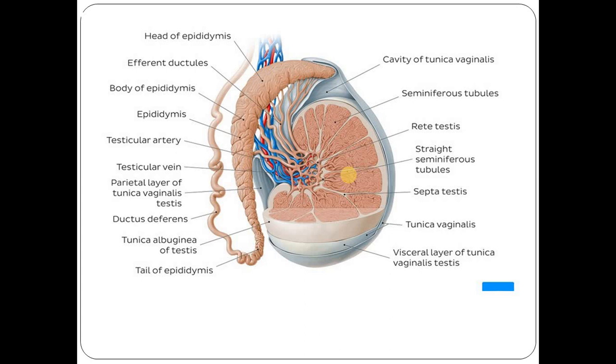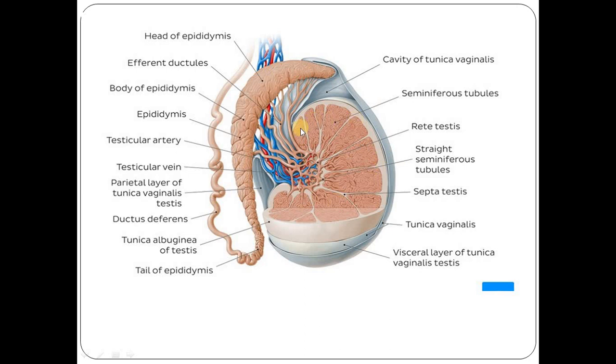Each testis, now you know there is a pair of testis. Now I'm talking about each testis, is encased in a capsule. They are encased in a capsule-like structure, and internally they are partitioned into lobules, that is your segments. You can see there are many lobules present. Each lobule, these are your 1, 2, 3, 4, 5, 6, 7, 8, 9, 10. There are many lobules.